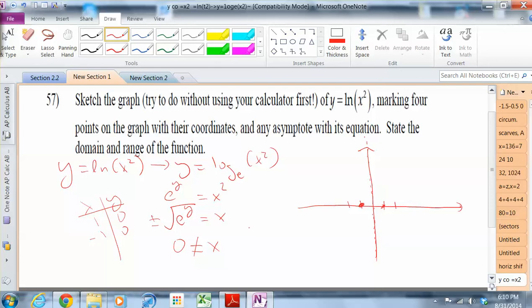Or what if y were 2? If y were 2, then x itself would have to be e to match the left side. Or it could be negative e, because if you square negative e, you also get e squared. Remember, e is roughly 2.7, so we have a point right there, and also roughly right there.